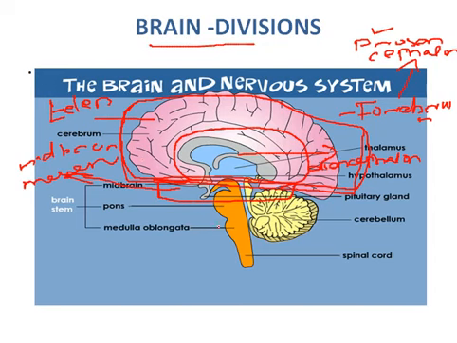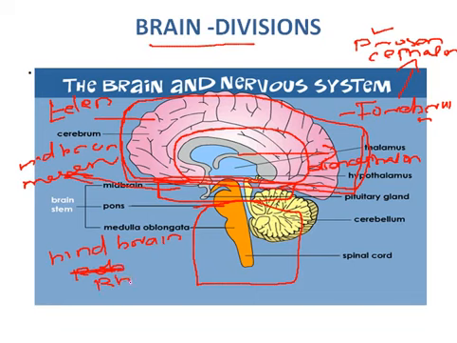And the last one is hindbrain. Hindbrain is called rhombencephalon. This last part is called hindbrain. The other name of hindbrain is rhombencephalon. So in rhombencephalon you can see medulla, pons, then cerebellum, all those things.